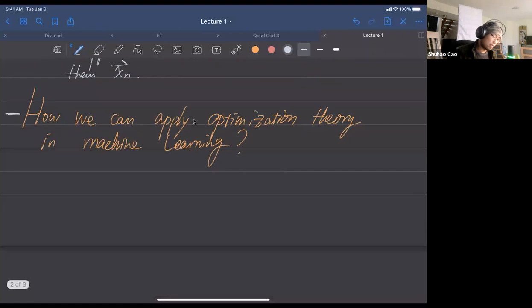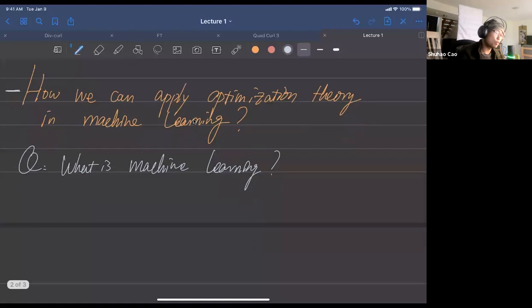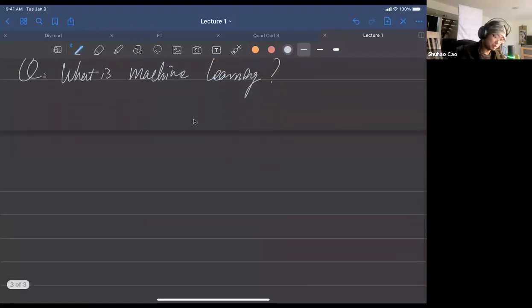So the answer is, optimization is used everywhere, but how is it used? And before we answer the question of how it is used, we have to answer the question: what is machine learning? I mean, if you Google the question, perhaps you will get like 10 million answers and maybe a million videos on YouTube. And the short answer is this is machine learning. Okay. But what I'm trying to say is I'll give you an example.